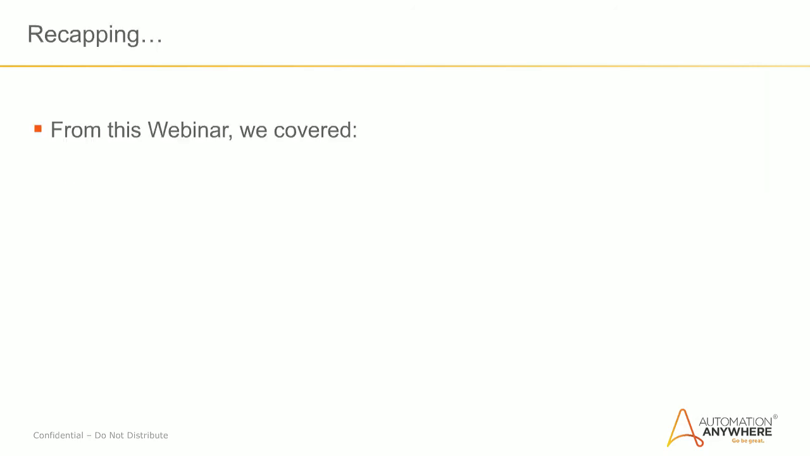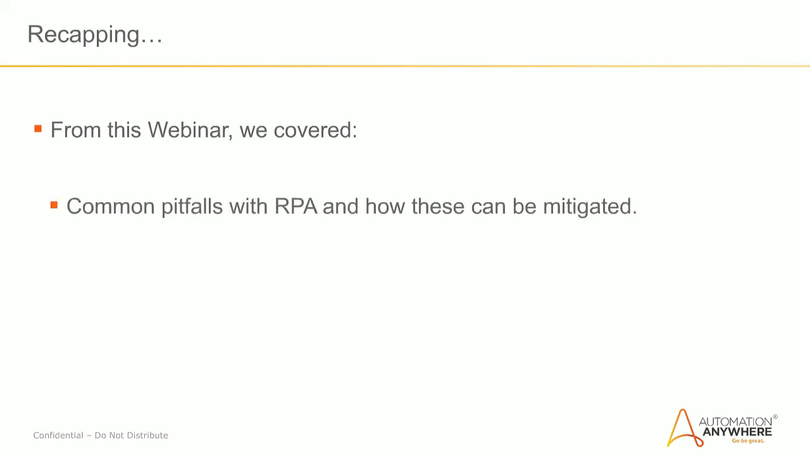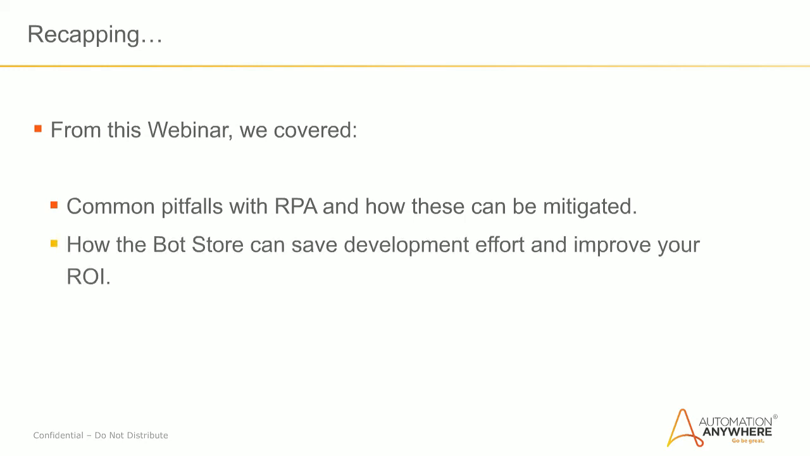So I'll just hand back over for us to go through the actual recap of what we've discussed on this webinar. Thanks, Will. Yeah, so just to recap, hopefully we've covered the common pitfalls with RPA and how these can be mitigated with the 3 Rs, so reuse, resiliency, and rigor. How the bot store could save you some development effort and potentially help improve your return on investment with Automation Anywhere.